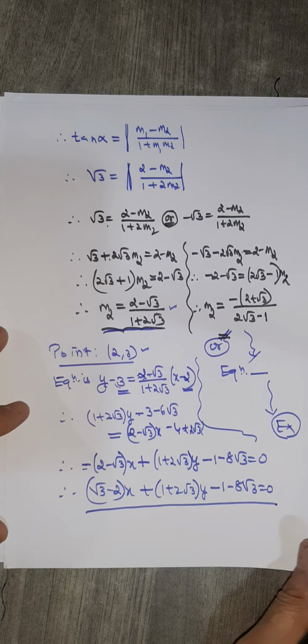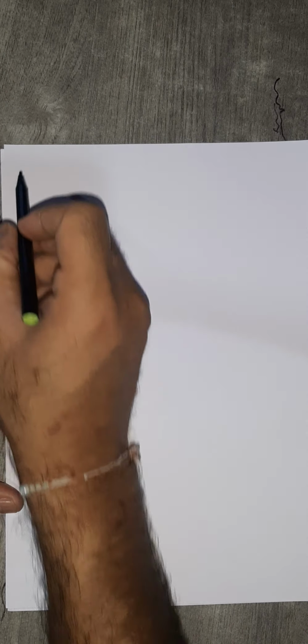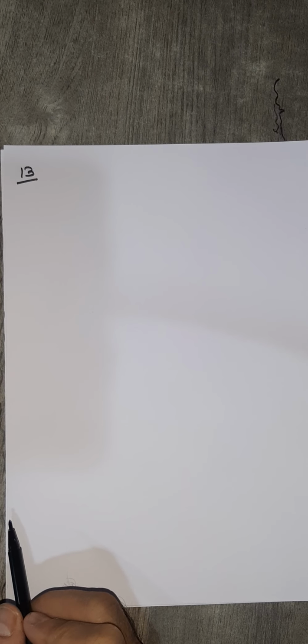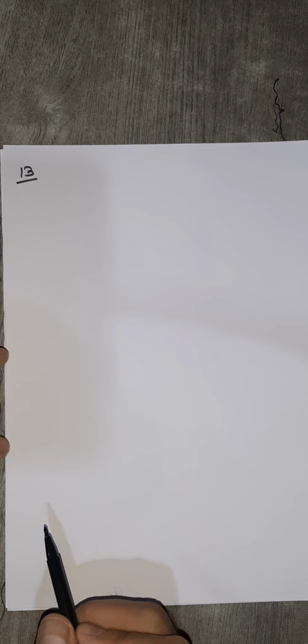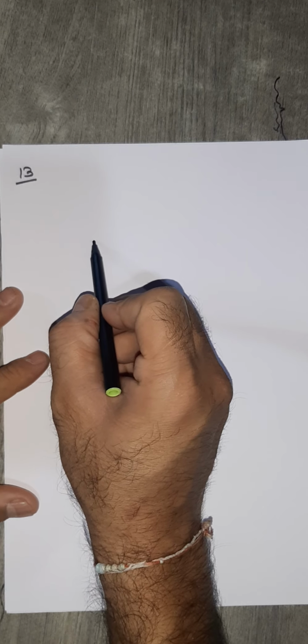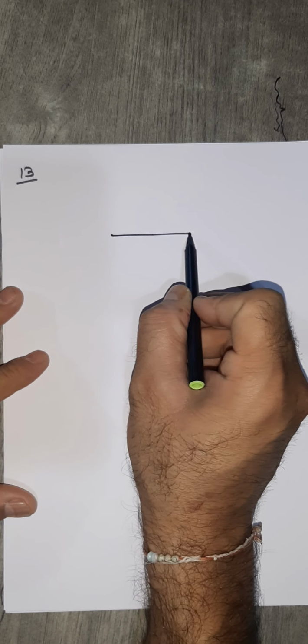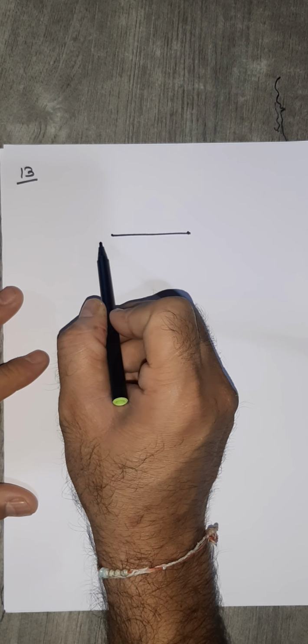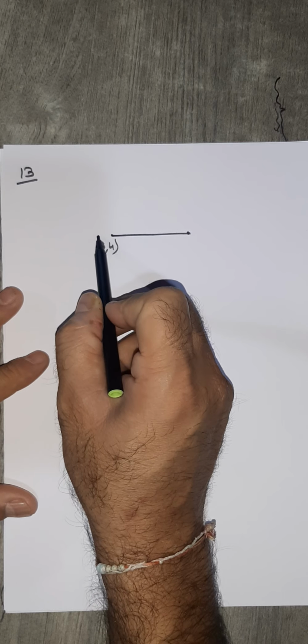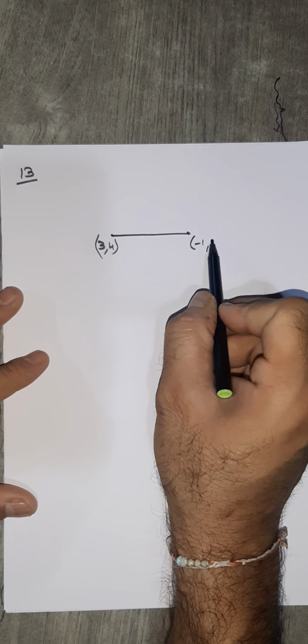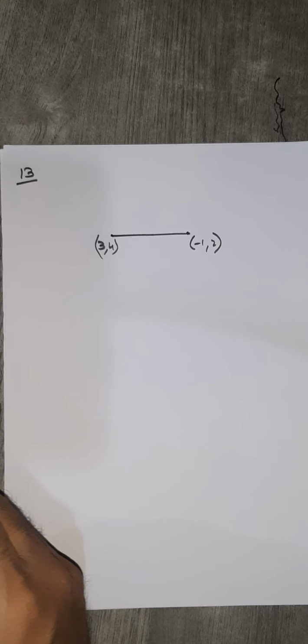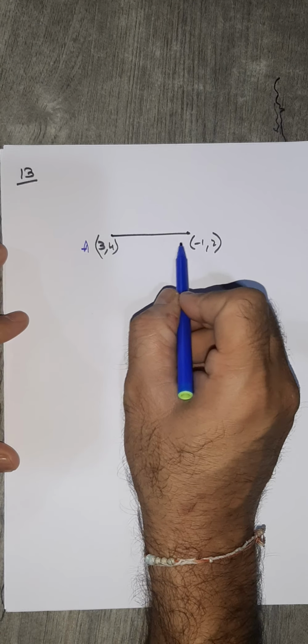Next. What about the next question? What does it say? Question number 13, I suppose. Find the equation of the right bisector of the line segment joining these 2 points. Okay, so you have a line segment. As I told you, in coordinate geometry, a diagram helps us a lot. This is 3, 4. This is -1, 2. You have such a line segment. Let me call them A and B.